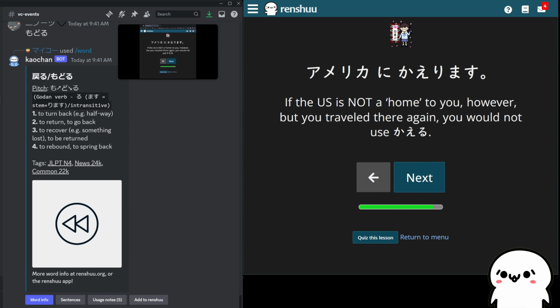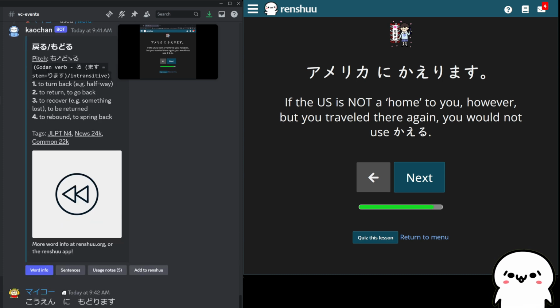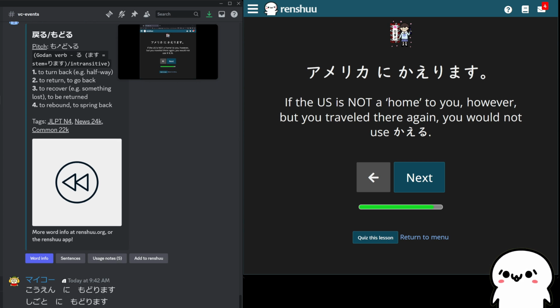So, you might be at the park and then you have to go to the 7-Eleven because we love 7-Eleven. And then you finish and you say, okay, I'll return to the park now. Koen ni modorimasu. Or if you're out for lunch and then you have to go back to work, shigoto ni modorimasu.